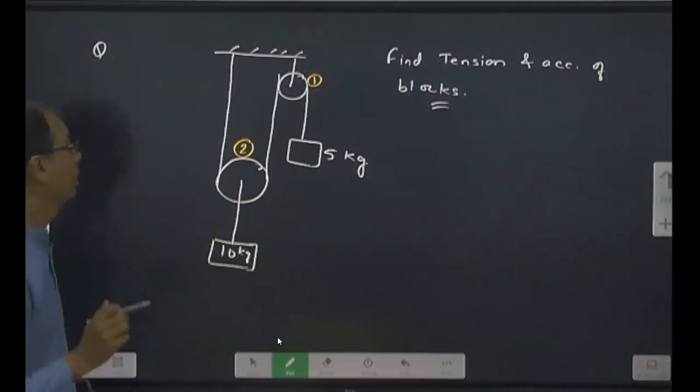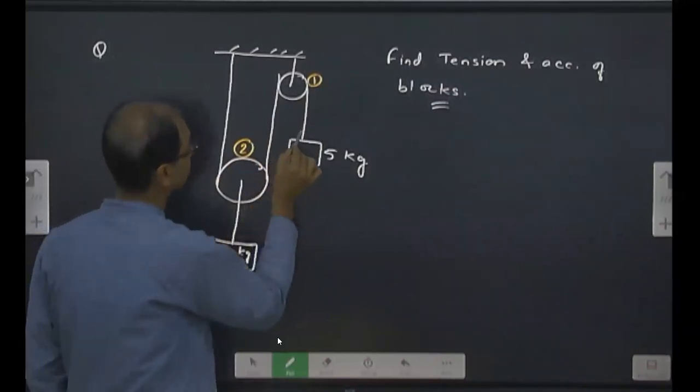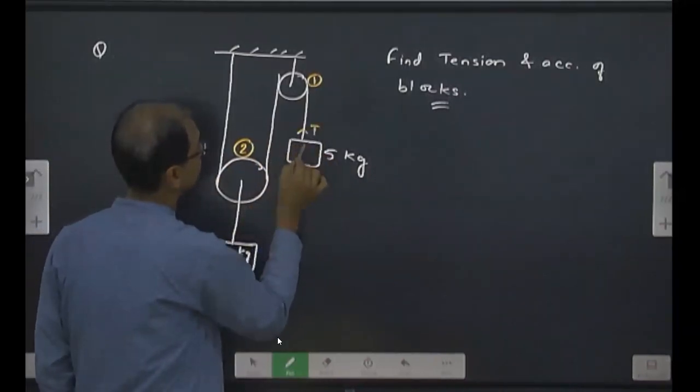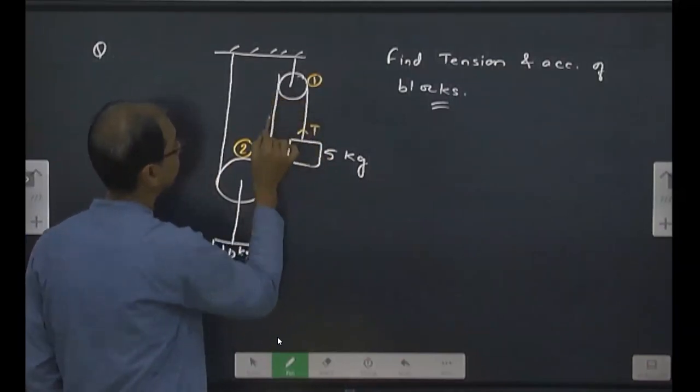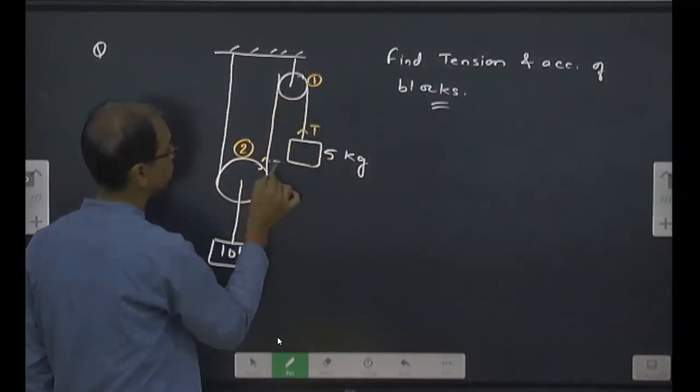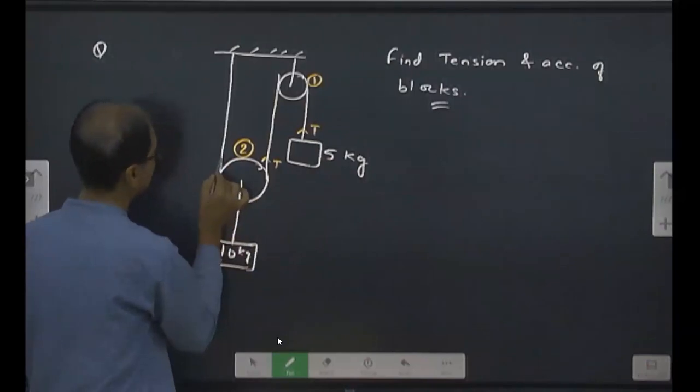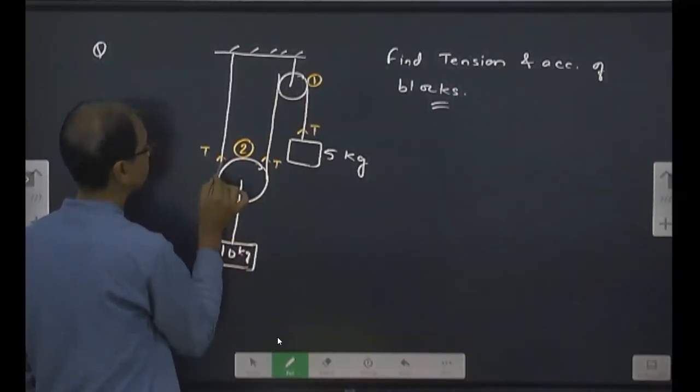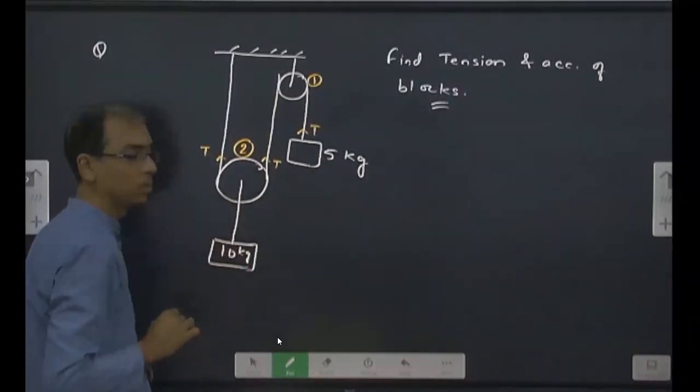Okay. Then what we have to do? Immediately think about tension. Let's say tension here is T. We come over here, same string, so tension here also T. Same string, so tension here also T. So here is T, here is T. That means tension over here is how much?